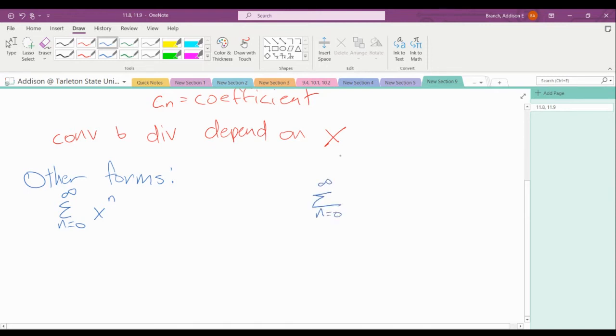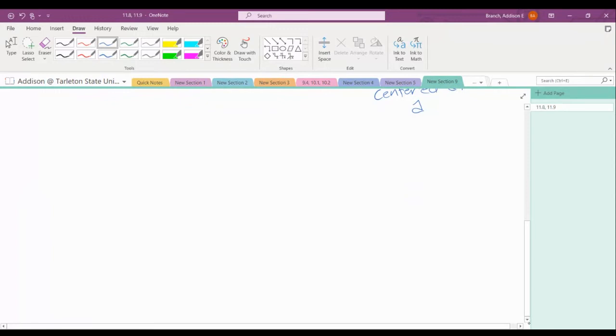But we can expand this a little further, where we have the summation from n equals 0 to infinity of c_n times (x minus a) to the n. We can see that we still have our x to the n in the same way. It's essentially just shifted over. And whenever we have this, we specifically call this a power series centered at a. So now that we've gotten that out of the way, let's move on to our first theorem for today.